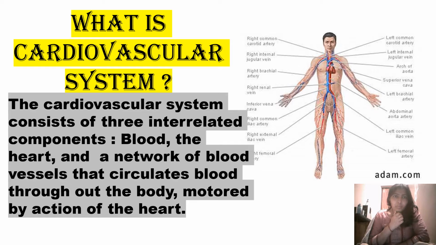So today we will discuss the cardiovascular system. As we all know, the cardiovascular system consists of three interrelated components: blood, heart, and a network of blood vessels that circulates blood throughout the body, motored by the action of the heart. We also know that the study of blood forming tissues and all disorders associated with them is called hematology.